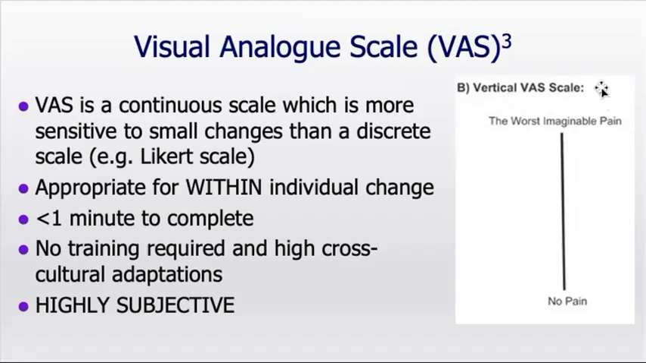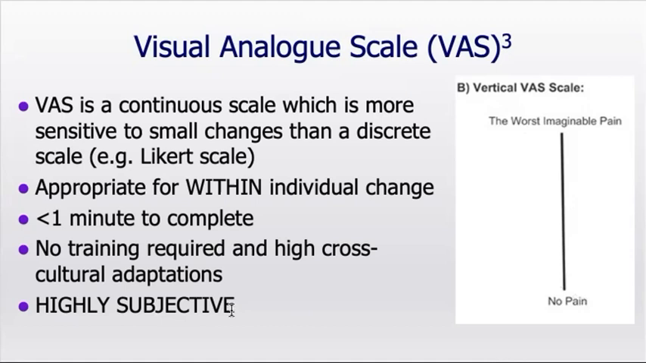This is most appropriate for assessing within individual change. If, let's say, I scored this last week and it was here, and this week it's way down here, that's a good measure. So that's a within individual change. It's good because it takes less than 10 seconds to complete. There's really no training required to administer this or to complete it. And it has high cross-cultural adaptation, so anybody can really understand this, okay?